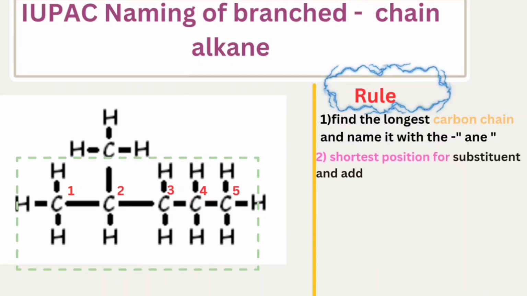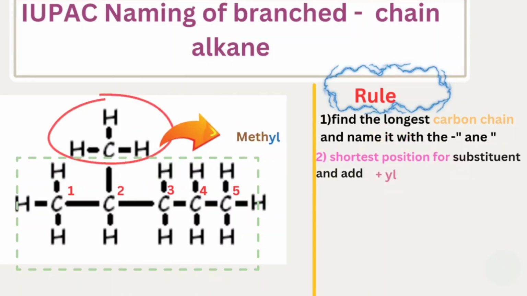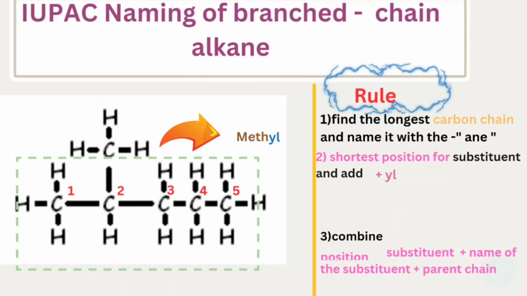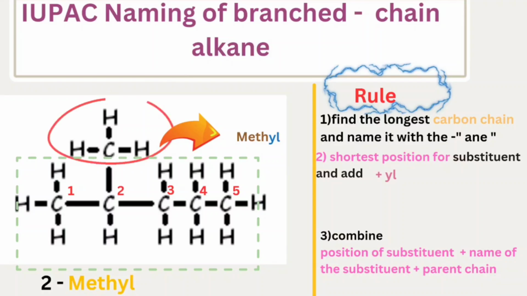Then second rule, that is shortest position for substituent and add yl. So which one is our substituent? This one is our substituent. How many carbon atoms are there? Only 1 carbon atom. So that is methyl. Then the last rule, you have to name this hydrocarbon. First of all, the position of the substituent. That is the second position. So 2-, name of the substituent is methyl. So 2-methyl, then parent chain, that is pentane. So 2-methylpentane is the name of this hydrocarbon.